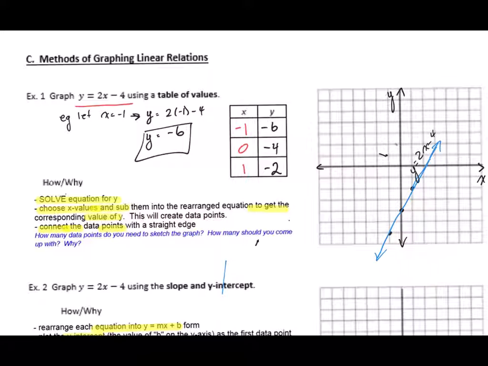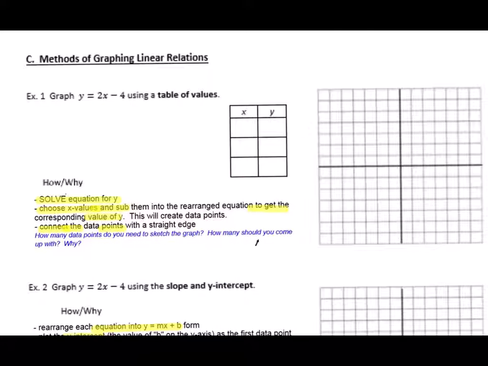Now, how and why we do this. Basically, anytime you've got an equation and you want to create a table of values, the first thing you must do is solve for y. Then you choose your values of x that you're going to use, and then just connect the points using your line, just as I described. Now when you think about it, you need to ask yourself, how many points do you need to graph a line? Really, you only need 2. You only need 2 points.